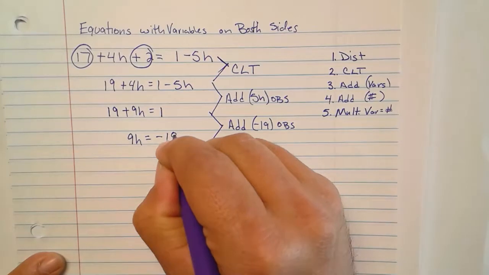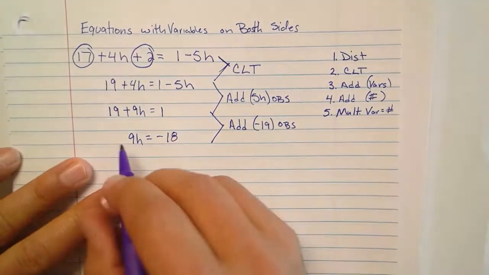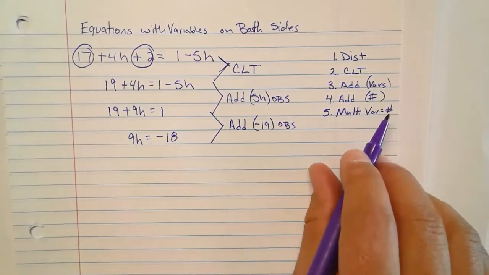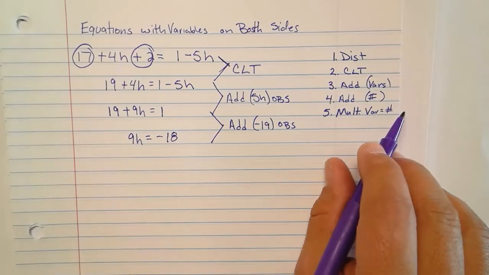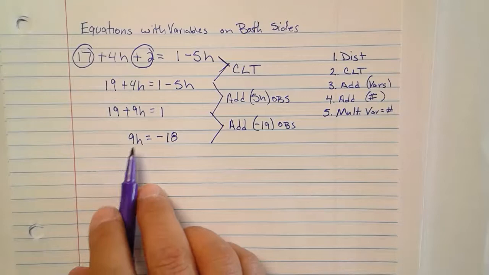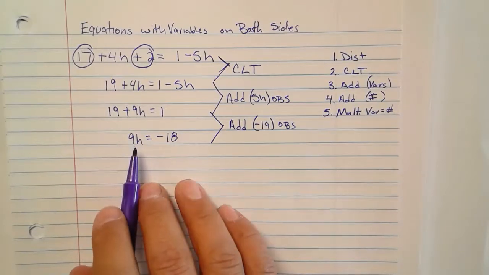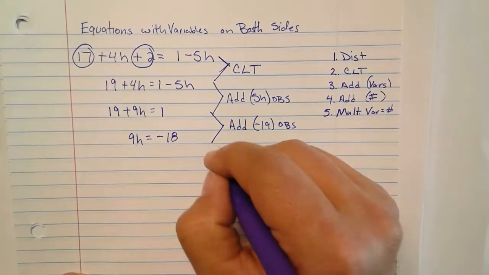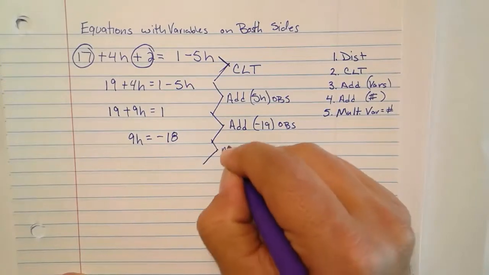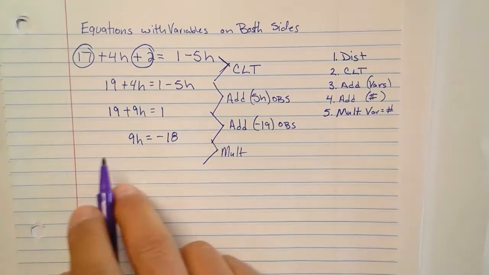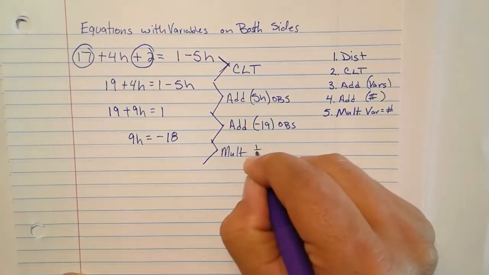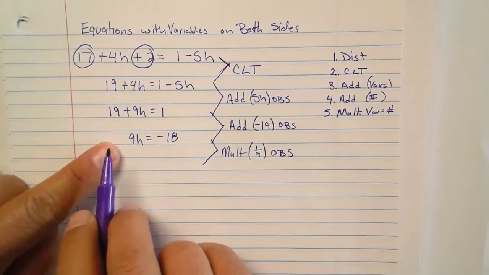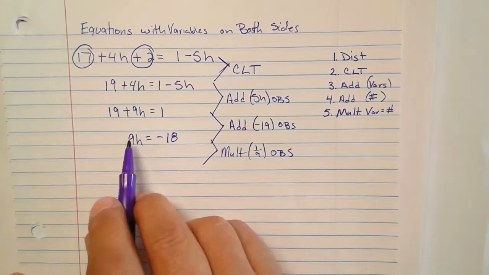Lastly, ladies and gentlemen, I now have my last step, which is to get the variable to be by itself and that to equal just a number. In this case, that 9 has to be removed from the h, and 9 times h, so the way I'm going to remove it is by multiplying by the reciprocal of that 9. So I will be multiplying by the reciprocal of 9, which is 1/9, and I will be doing that on both sides. By doing so, I take 9 times 1/9, that's 9/9. 9/9 is 1. 1 times h is h.